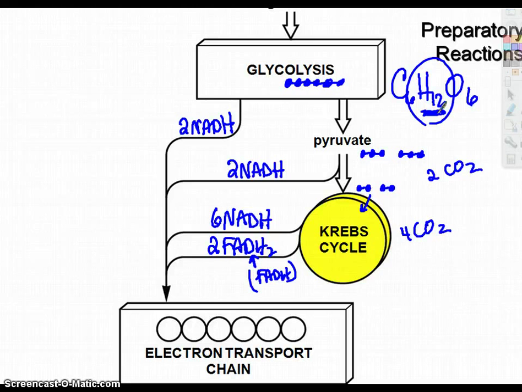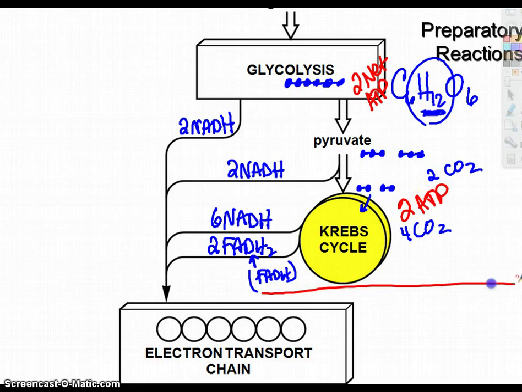Now here's my point. How many total ATP have we made up to this point? How many did we make in glycolysis? 2. A net of 2, right? And then in the Krebs cycle, we made 2 more. So at this point, we've only made a total of 4 ATP. Anybody remember how many total we're going to make? 36. We're going to make 36.